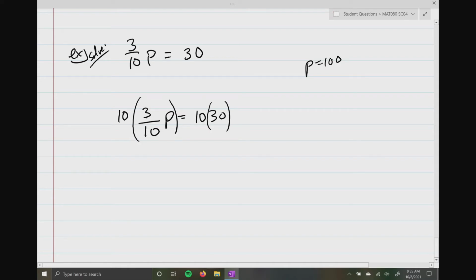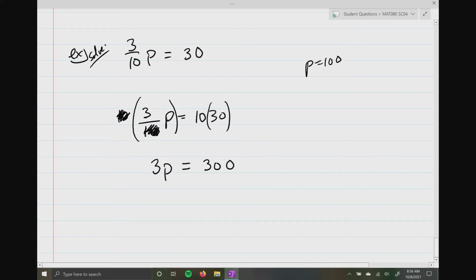Now, the left-hand side looks more complicated because it has the variable, and that's the side I'm going to work with. Since I multiplied both sides by 10, the whole reason why I did that is so I can reduce the 10s. What's left over? 3 times p. On the right-hand side, it's going to be 10 times 30, which is 300.